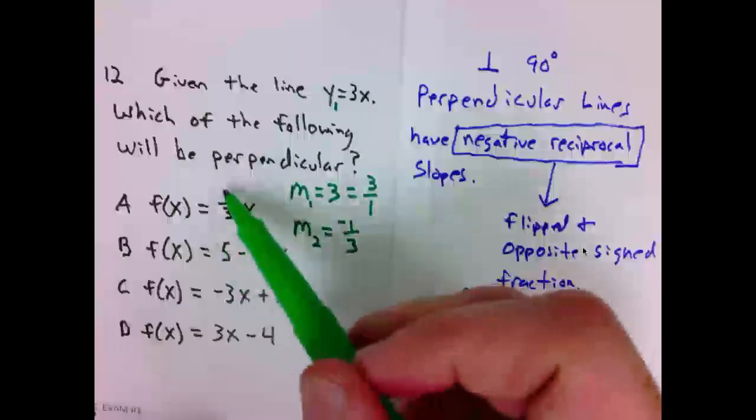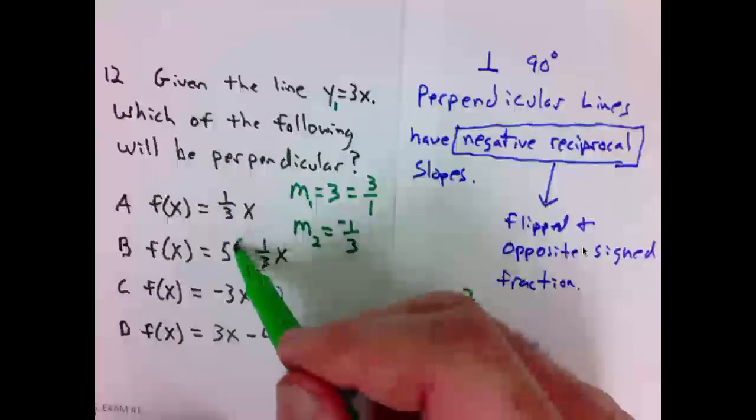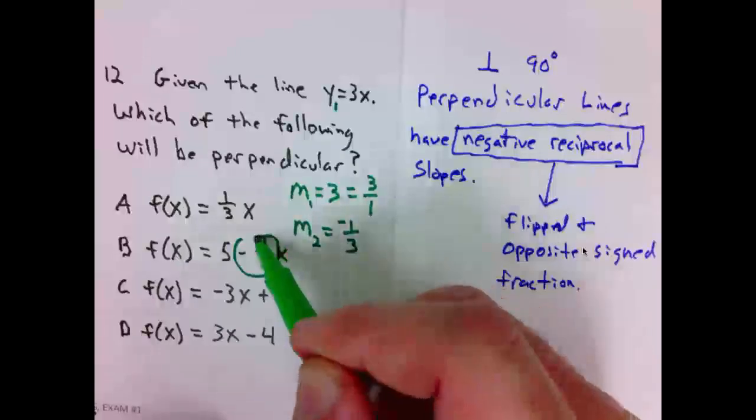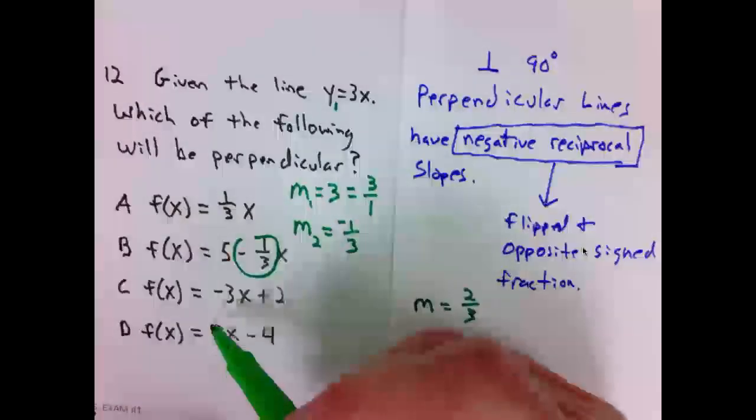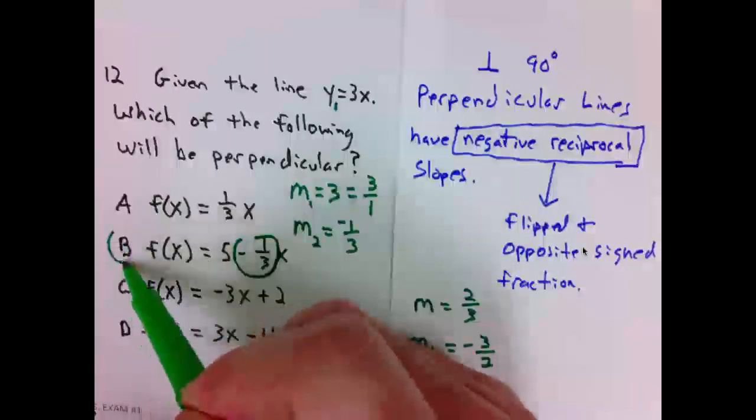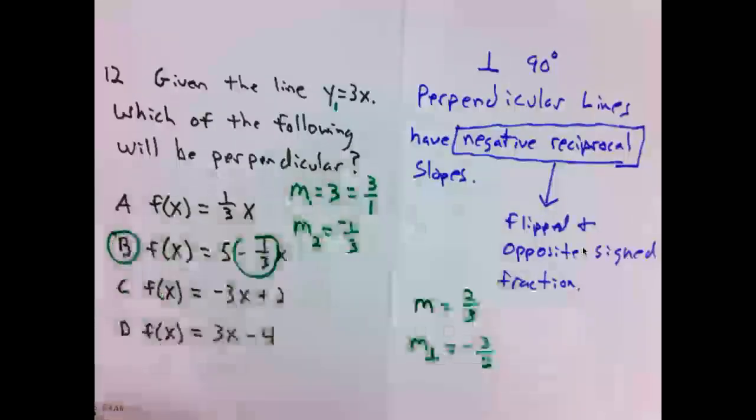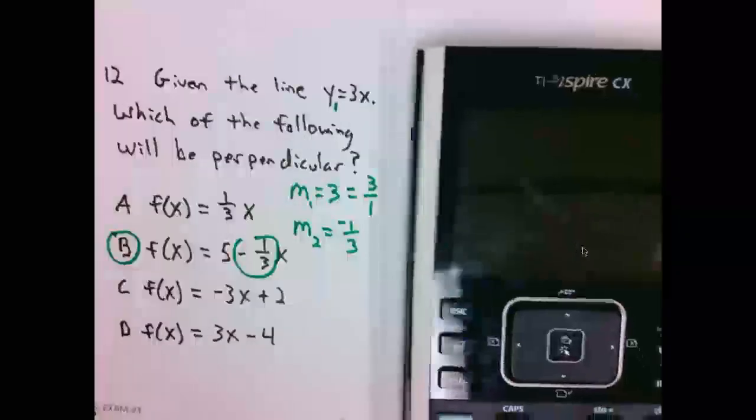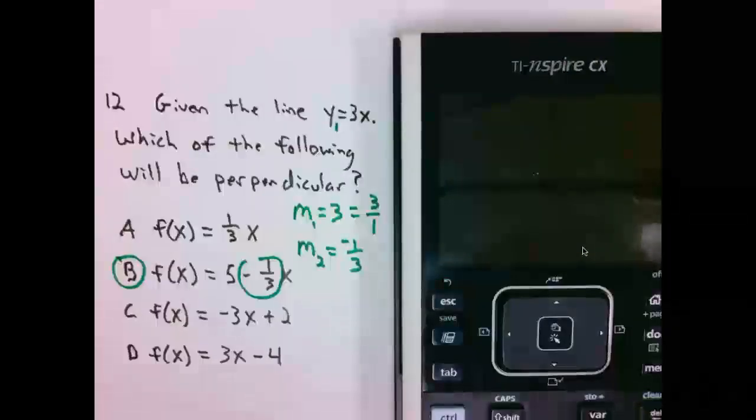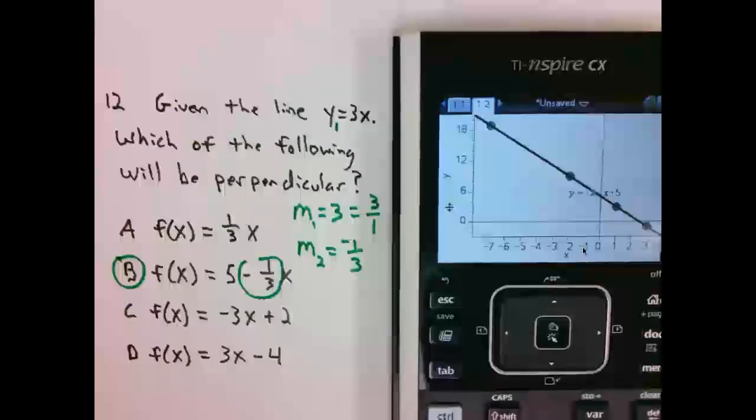A has a slope of 1/3. B has a slope of negative 1/3. C has a slope of negative 3. D has a slope of positive 3. Number 12, the correct answer is B. Let's type both of those in our grapher and verify that they are perpendicular.